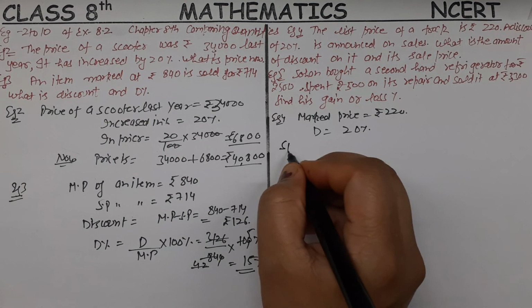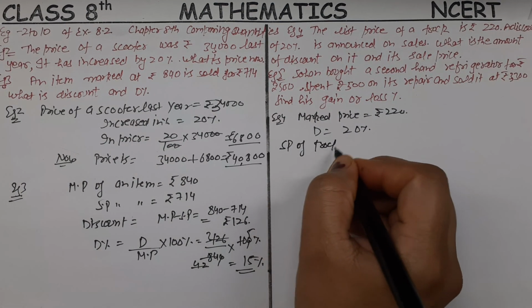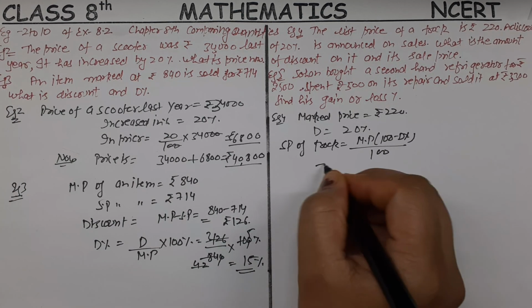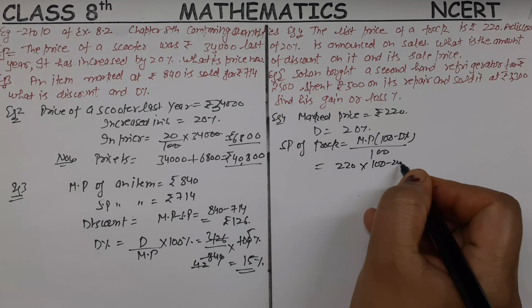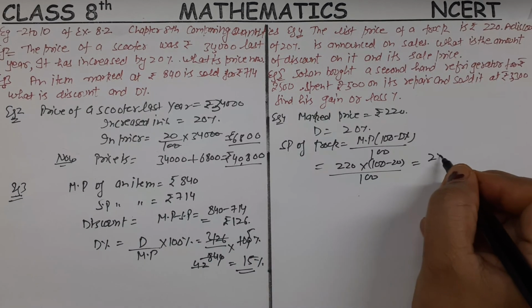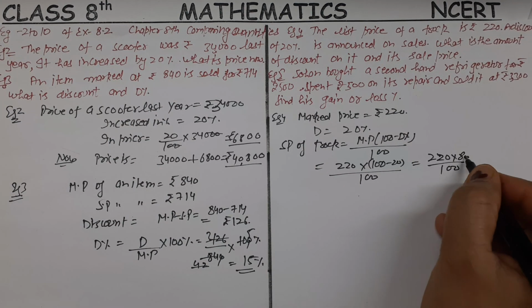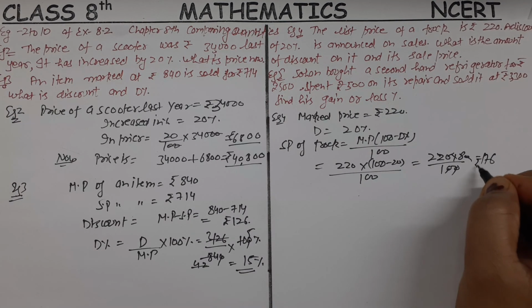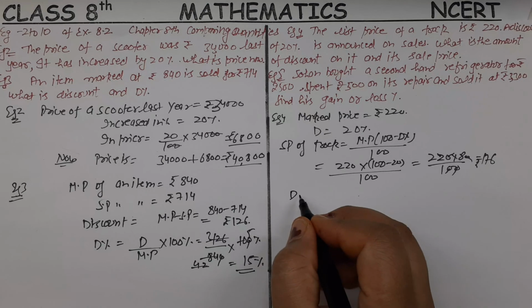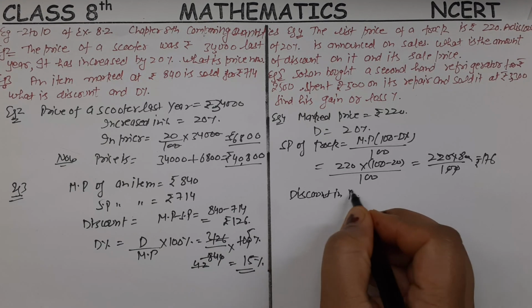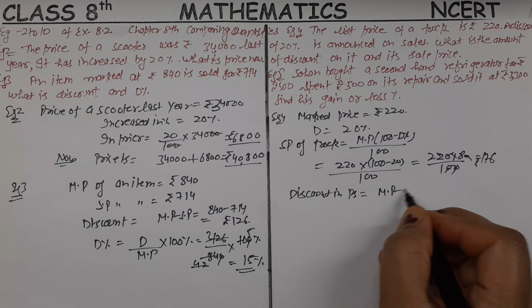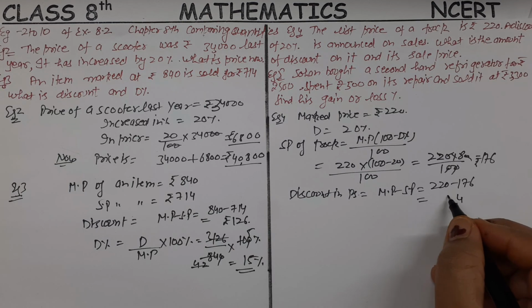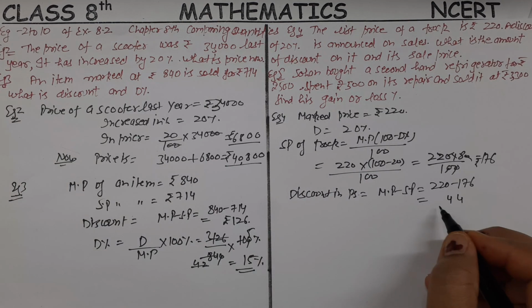Discount 20%. SP of frock, apply the formula. Putting the values. Solving. Rupees 176. Discount in rupees is MP minus SP, rupees 44.